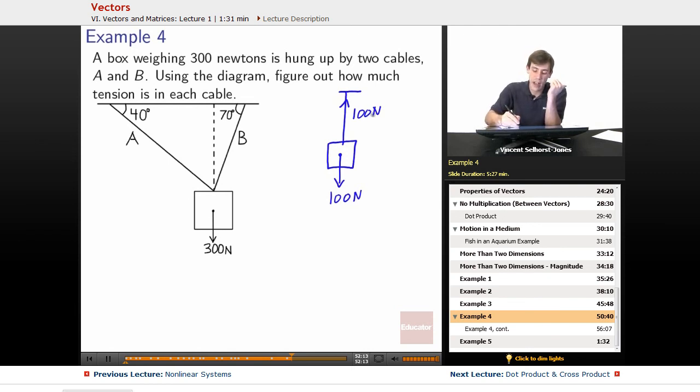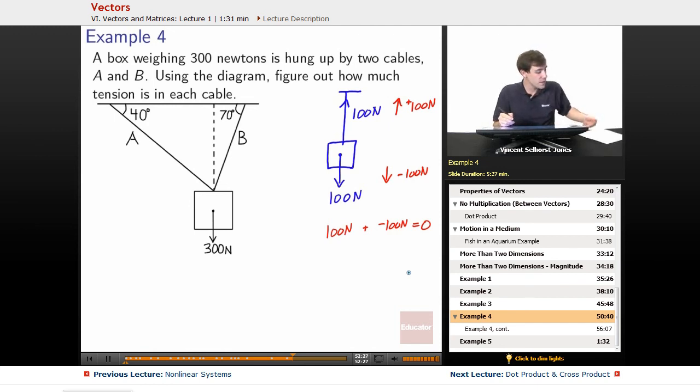Now notice, as a vector, this would be a positive 100 newtons, right? Because it's in the up direction. As a vector, this would be a negative 100 newtons in the down direction. So if we take positive 100 newtons and add that to negative 100 newtons, we get 0. This makes sense because no force means no acceleration, right? The thing is currently stopped, so as long as it doesn't have any acceleration to make it move somewhere, it's not going to pick up any motion.